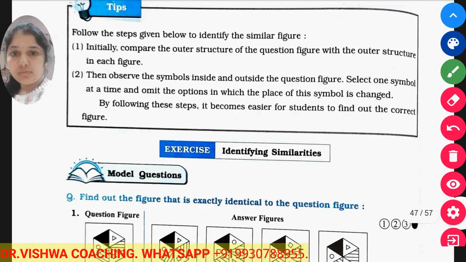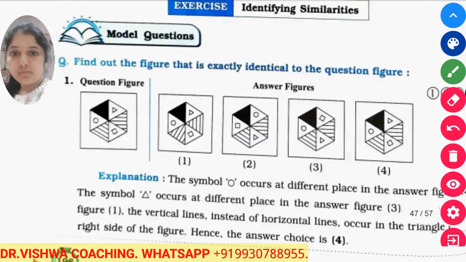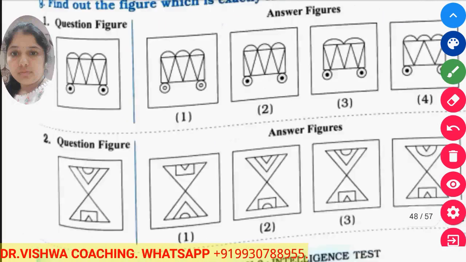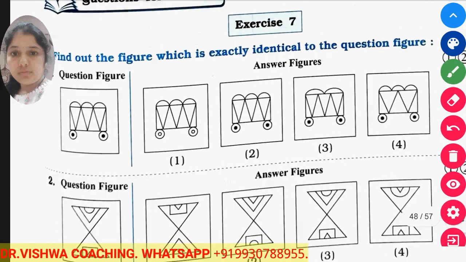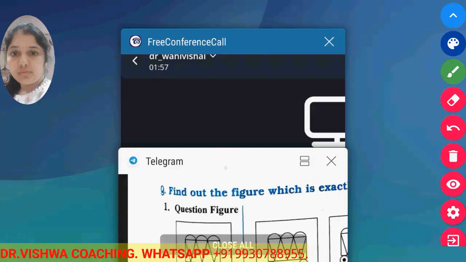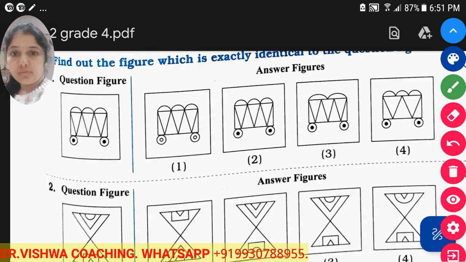Now here one figure is given to you and four options are given to you. So you have to identify the similar figure from the given four options. Now see, we will directly take the practice exercise 7. Now here in this practice exercise, if you look carefully, there is one question figure. Now see, this is the question figure and you have to select from these options which is the same as the question figure given in the question.